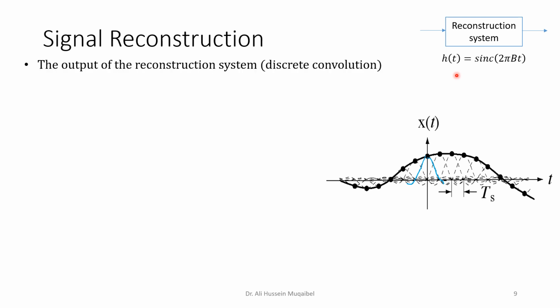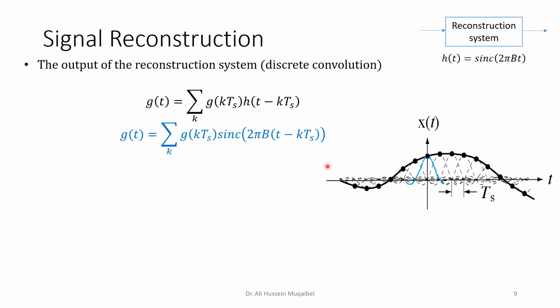Now the output of the reconstruction system, if you have many samples, is basically a convolution. Remember that if you have the impulse response and you want to get the output, and we have discrete input, so this is the convolution. Instead of integration, we have the summation. So this is the discrete convolution. Give me the samples, I substitute here, and I'll give you the connected function. So this equation is very important. We call it the reconstruction equation. You give me the samples, I substitute, and I get the reconstructed signal.